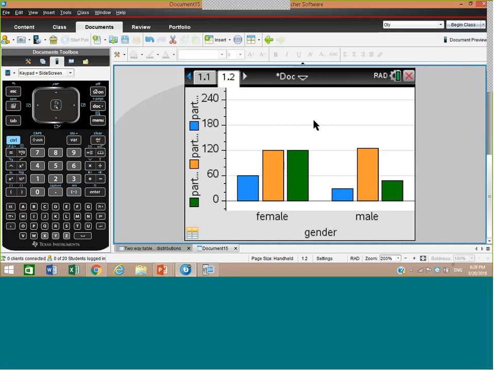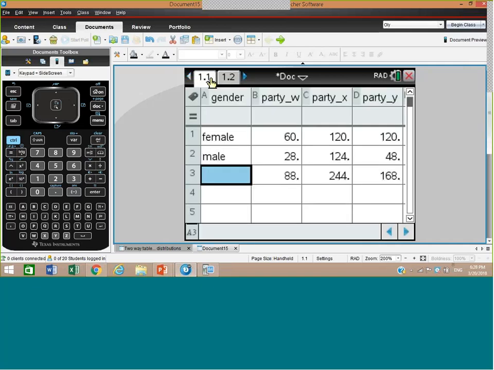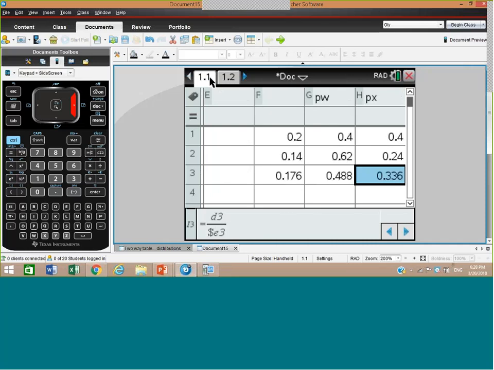Okay, let's go ahead. One of the things that students have trouble with in conditional probabilities is: conditioned on what? So what we just did was the probability of being in Party Y given that you're male or given that you're female. That's what's shown in the table that he constructed there. Each of those is a conditional probability: the top row is the probability of being in a particular party given that you're female, and the corresponding second row is given that you're male.